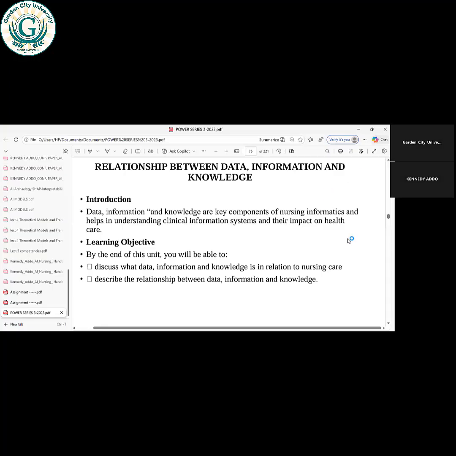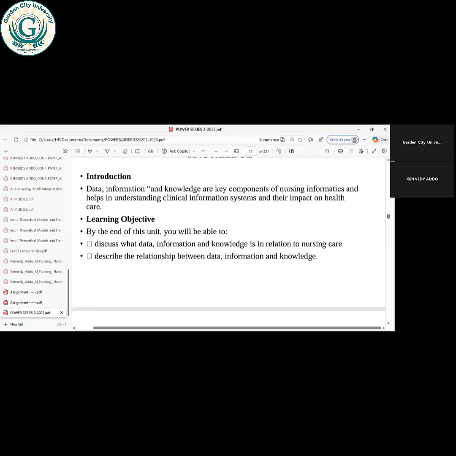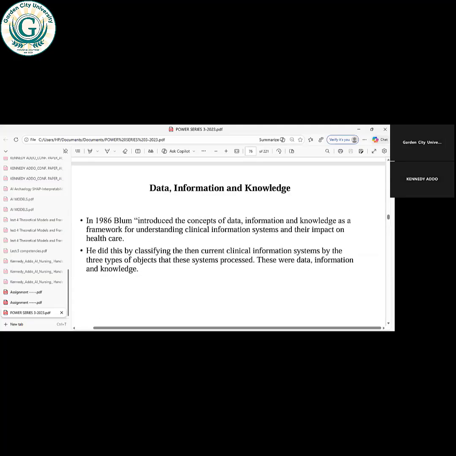By the end of this session, students should be able to tell us what you mean by data, information, and knowledge, and their relationship in relation to nursing care. Then you look at a clear relationship or linkage between or among them. So let's begin the journey this way.